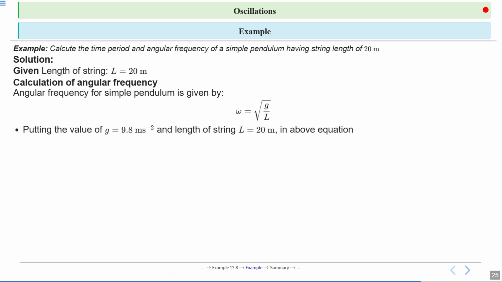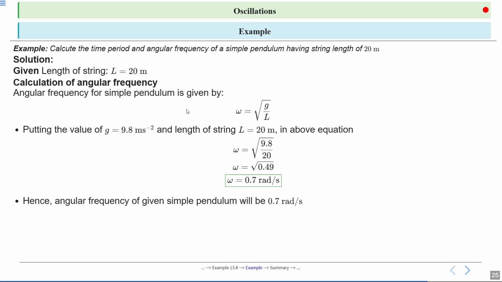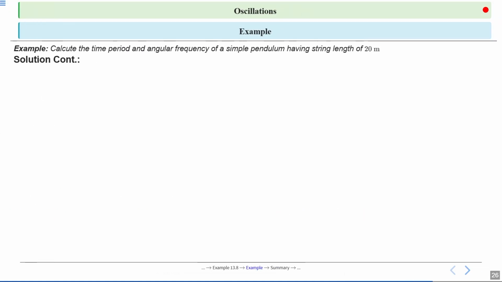Putting the values of g equal to 9.8 meter per second square and length of the string L equal to 20 meter in the above equation, omega equal to under root 9.8 divided by 20. Solving this, you will get under root 0.49. So omega equal to 0.7 radian per second. Hence, the angular frequency of the given pendulum will be 0.7 radian per second.